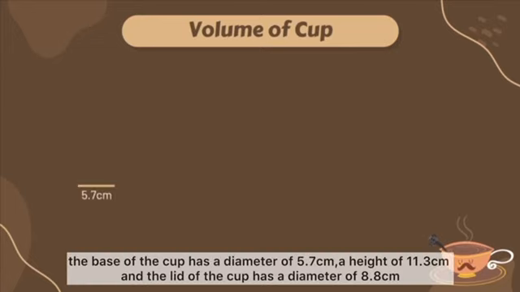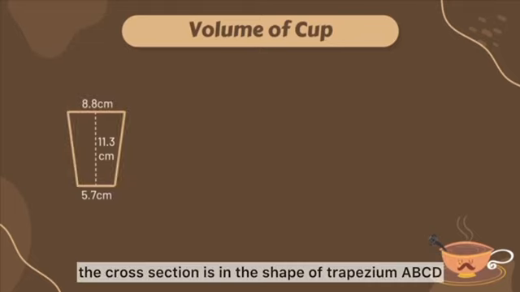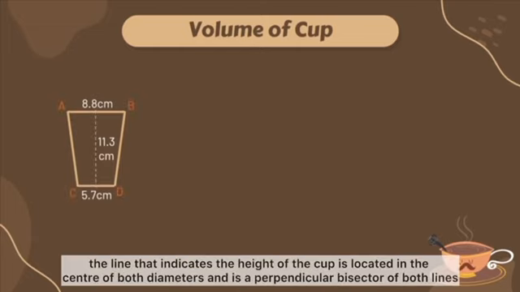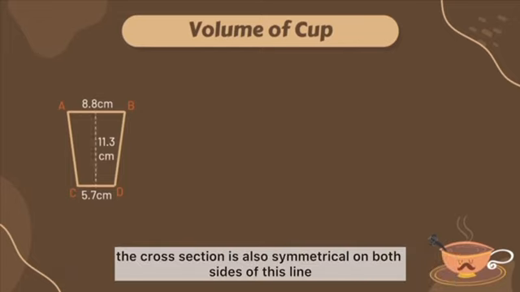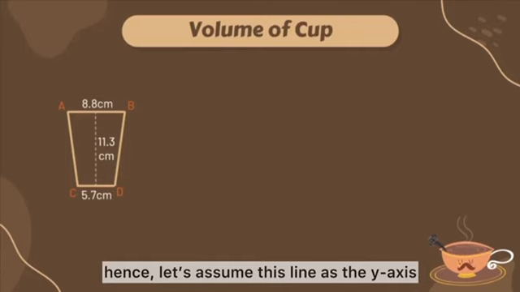The base of the cup has a diameter of 5.7 centimeters, a height of 11.3 centimeters, and the lid of the cup has a diameter of 8.8 centimeters. The cross-section is in the shape of a trapezium ABCD. The line that indicates the height of the cup is located in the center of both diameters and is a perpendicular bisector of both lines. The cross-section is also symmetrical on both sides of this line. Hence, let's assume this line as the y-axis.